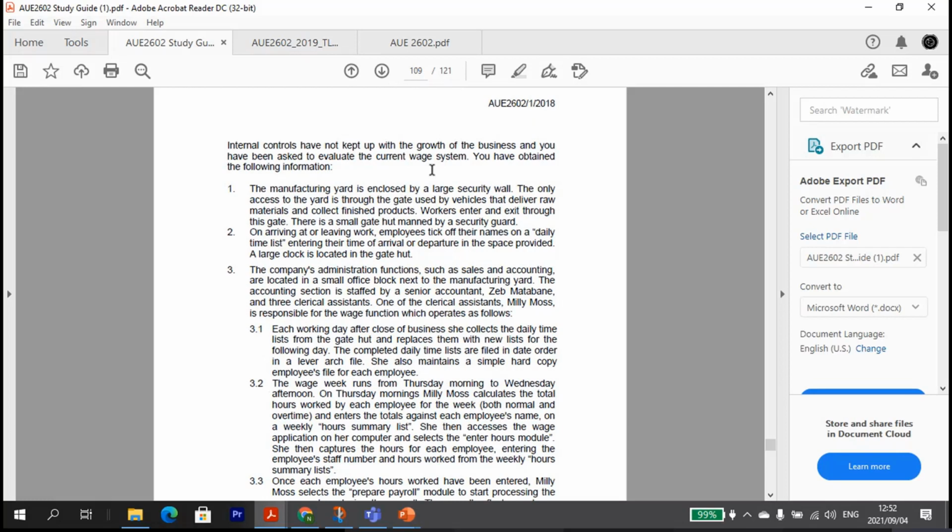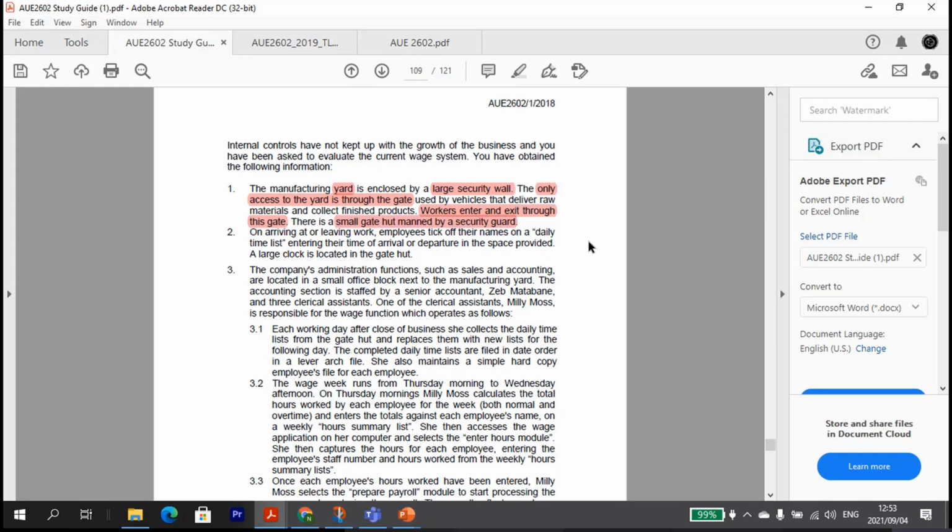Number 1, the manufacturing yard is enclosed by a large security wall. The only access to the yard is through the gate used by vehicles that deliver raw materials and collect finished goods. Workers enter and exit through this gate. There is a small gate hut manned by a security guard. So there's a yard. It's got a large security wall. Only access is through the gate. This gate is used by vehicles that deliver goods and that take finished goods. Workers enter through this gate. But then there's a small gate hut manned by a security guard.